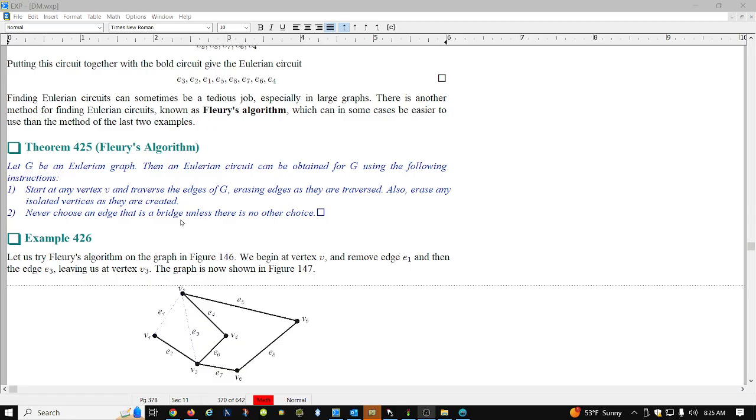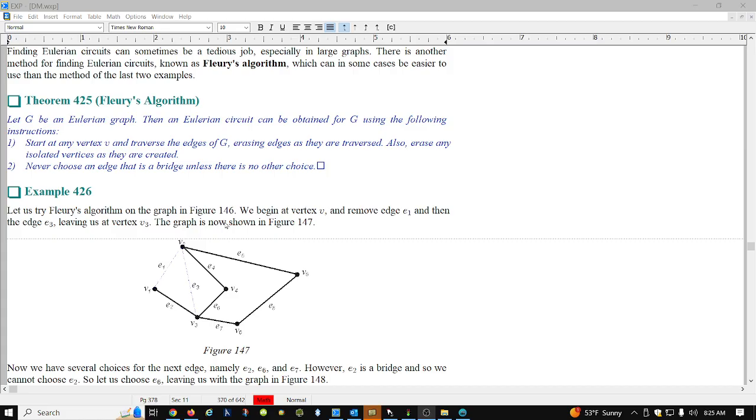So you can wander willy-nilly through the graph, never using an edge twice, and never choosing a bridge unless there's no other choice. The trick, of course, is knowing which edges are bridges. So this doesn't remove all of the complications that exist in the previous procedure. Okay. So let's give it a try.